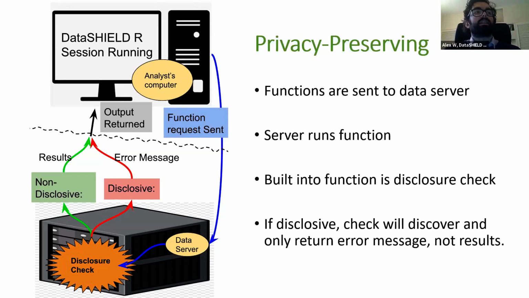So say you did the mean of a vector that's one item long, then that would be returning the actual very revealing result. So in that case, it would go the disclosive route, and an error message would be returned to the analyst and no results. So all of these functions have been very carefully created so that there's absolutely nothing you can do and no inferences that can be made that would be disclosive.